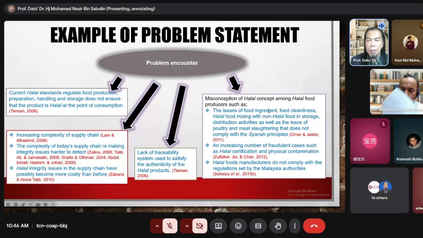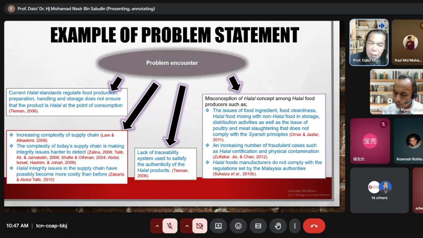The issues include food ingredients, food cleanliness, halal food mixing with non-halal food, storage, and distribution activity. The concept of halal must be true. You know, in Japan they focus more on toyiban, cleanliness, not more on halal. And there is an increasing number of fraudulent cases such as halal certification fraud and physical contamination. Halal food from manufacturers do not comply with the regulations set by the Malaysian authority.